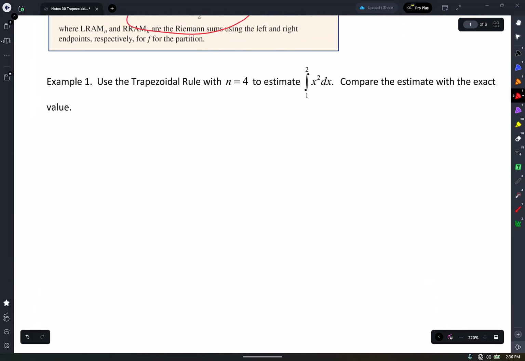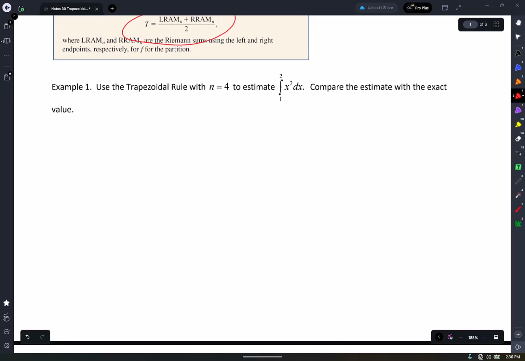So look what it says. Example 1. Use the trapezoid rule with 4 trapezoids to estimate the integral from 1 to 2 of x squared dx. Compare the estimate with the exact value.